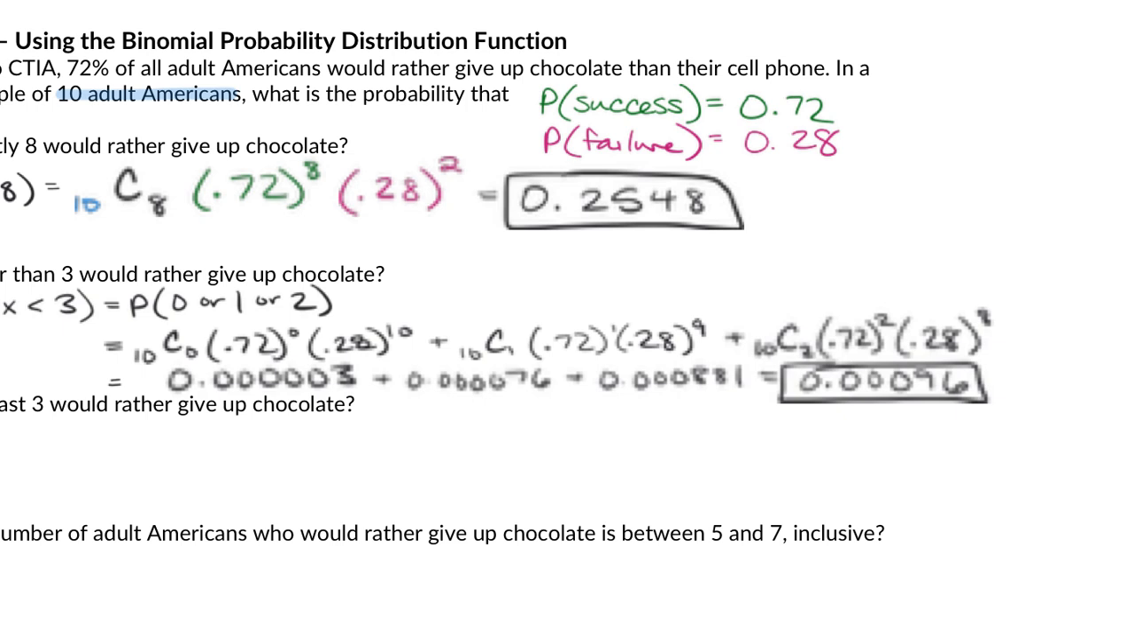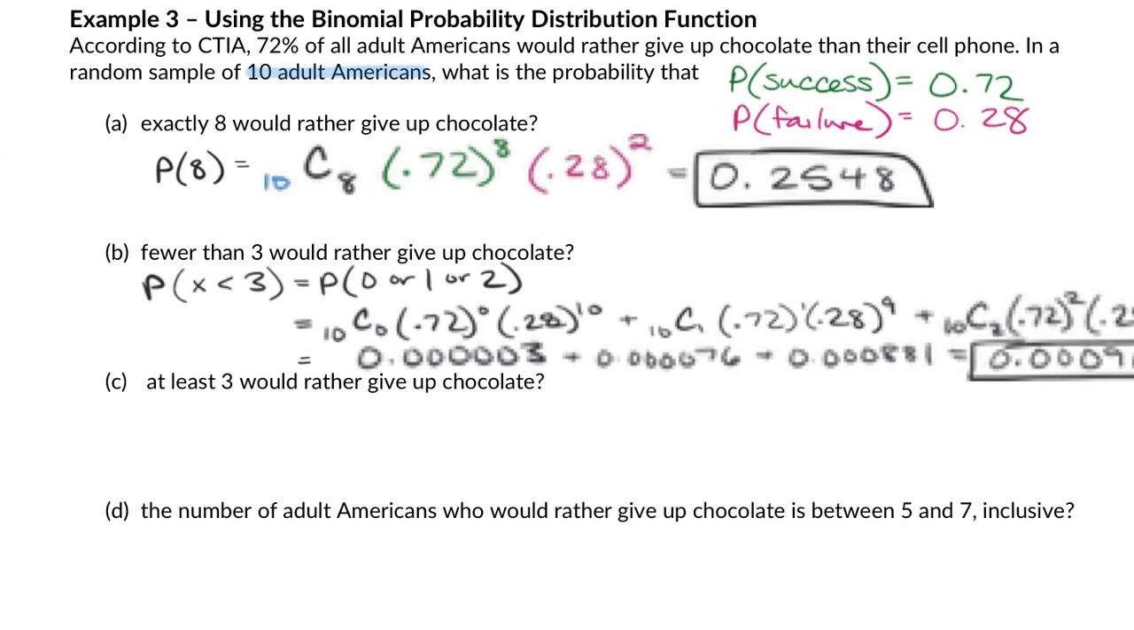These at least or at most problems feel like a lot of work, especially if you had one like this. At least 3 would rather give up chocolate. If you look at the words at least in the little chart I gave you for the inequalities, what symbol would that be? So we want the probability that x would be greater than or equal to 3. What are my options there? 3 through 10. So 3 and 4 and 5 and 6 and 7 and 8 and 9 and 10. That means I would be doing this formula 8 times. Don't really want to do that. So let's think about this and let's work smarter, not harder.